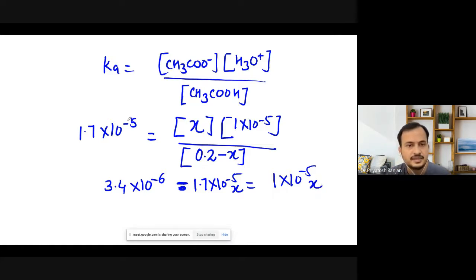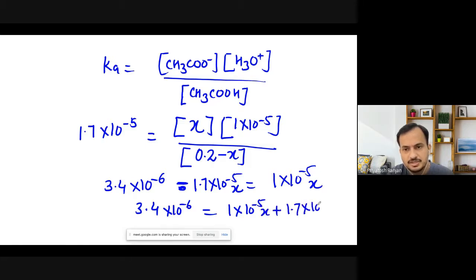So let me check it once more. I have multiplied these terms: 3.4 into 10 raised to the power minus 6 minus 1.7 into 10 raised to the power minus 5x, and then on the right hand side 1 into 10 raised to the power minus 5x. So you can rewrite this equation as 3.4 into 10 raised to the minus 6 equal to 1 into 10 raised to the power minus 5x plus 1.7 into 10 raised to the minus 5x. So what is the value you are going to get?